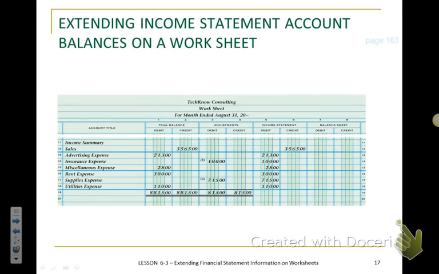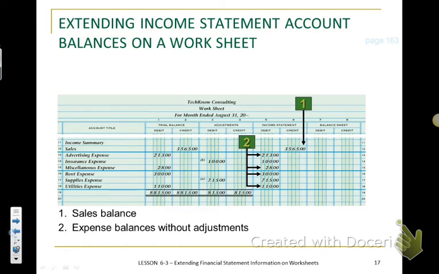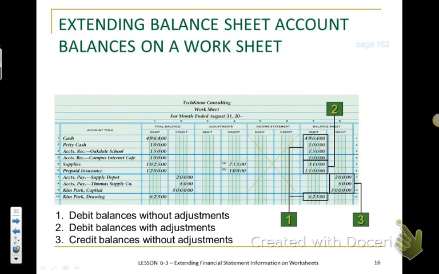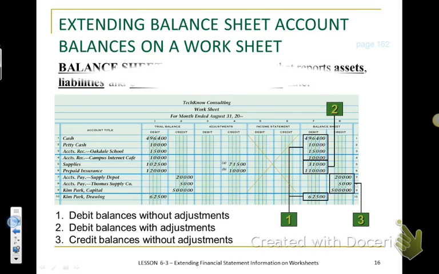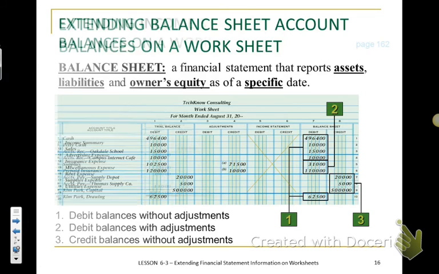Now let's extend over our income statement accounts. Okay? I didn't get it. Do you guys, did anybody else not get it? It's not going backwards. Oh, there it is. All right. It's just going to report our assets, liabilities, and owner's equity as of a specific date. Okay? Good? Yeah. Thanks. All right.